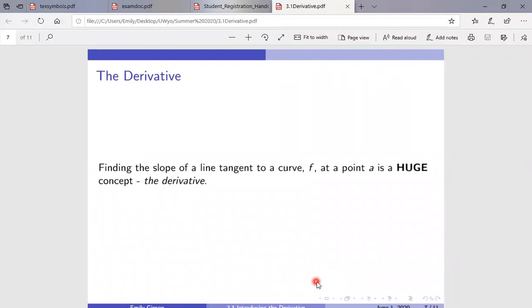So finding the slope of a line tangent to a curve f at a point A is a huge concept, and it's pretty much what the entire course is based upon. It's the idea of this thing called the derivative. The derivative is the same as the slope of a line tangent to a curve. If you want to think about it as m subtangent, or as instantaneous velocity, all of that jives with me. You just have to remember that all these definitions are interchangeable.